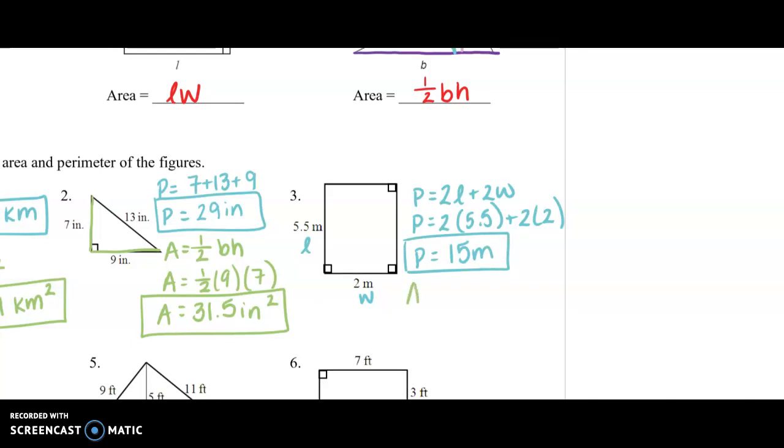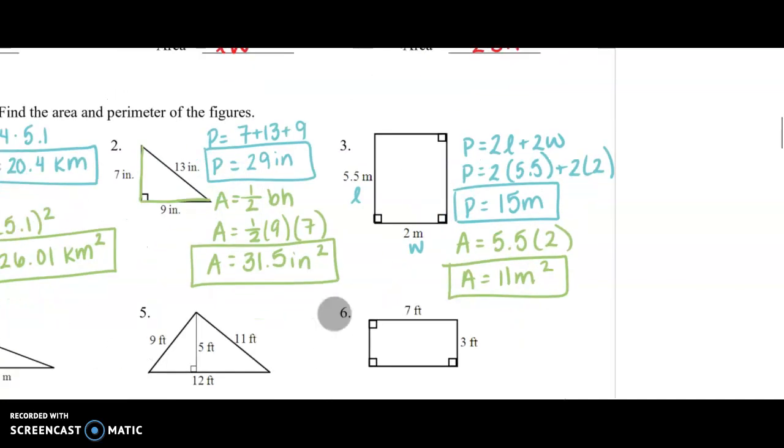And then for my area, it's just length times width. So 5.5 times 2. So my area would be 11 meters squared. Okay?